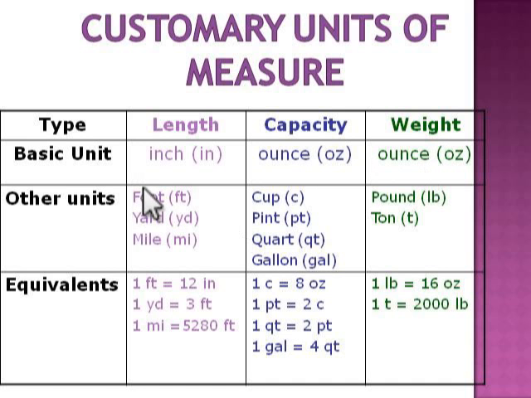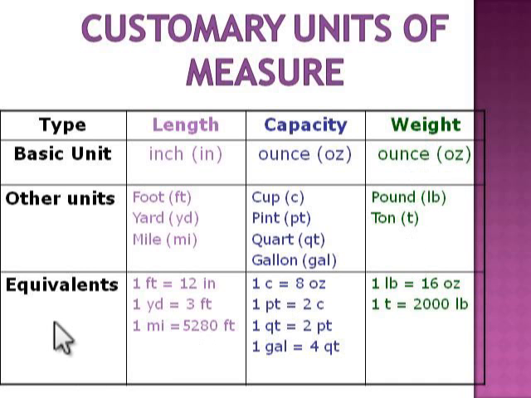Other units within each category of measure: besides inches, in length we have feet, yards, and miles. Within the capacity or liquid measure, besides fluid ounces, we have cups, pints, quarts, and gallons. Within the measure for weight, we have ounces, pounds, and tons.